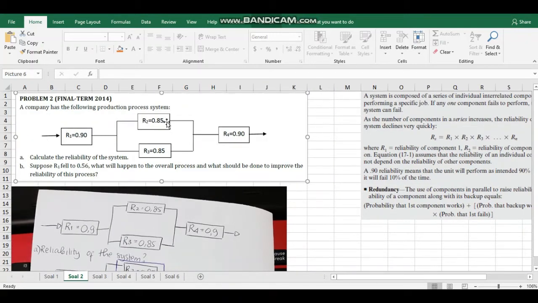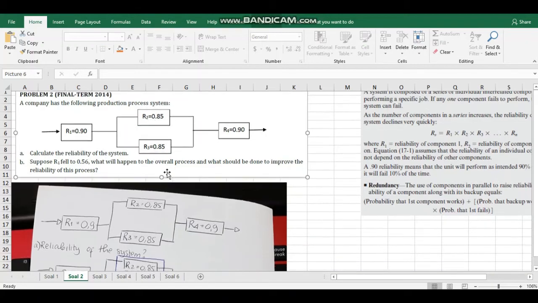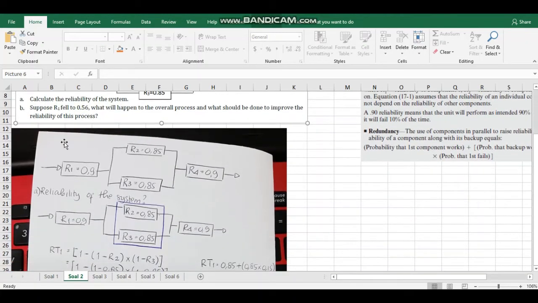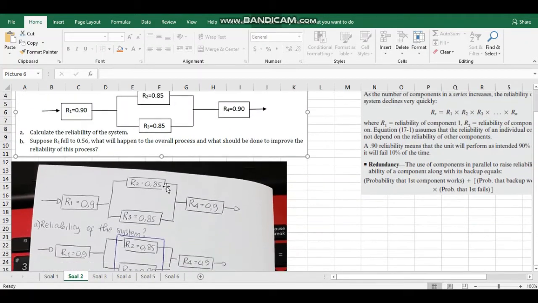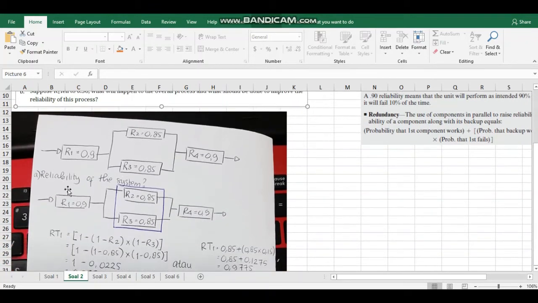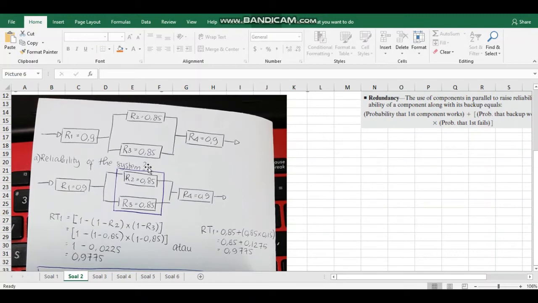But you see that for R2 and R3, the form is not a series, right? It's parallel. So basically R3 is the redundancy for R2, or the backup for R2. And before we calculate the reliability for the overall system, we have to find the reliability of these two. So we have to combine the two of them. Okay, so this is the picture of this system. For point A, before we find the reliability for the overall system, as I said, we have to find the reliability for these two.